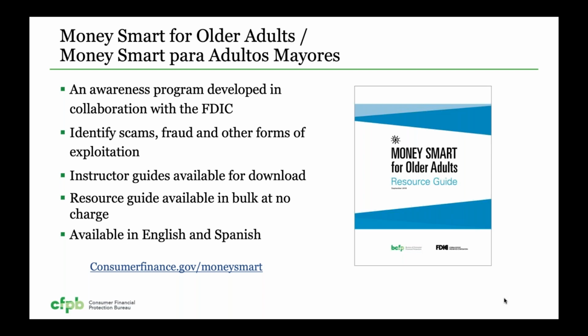And that resource guide comes in 14-point font to make it a bit more accessible and readable. The resource guide has lots of information and activities to help people really learn and engage with the material, and also a glossary of key terms and resources on managing money and reporting scams. You can order all of these materials, again, for free in bulk in English or Spanish.